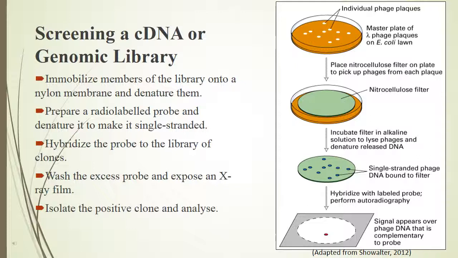First, immobilize members of the library onto a nylon membrane and denature them. Next, prepare a radiolabeled probe and denature it to make it single-stranded. After that, hybridize the probe to the library of clones, wash the excess probe and expose to X-ray film. Last, isolate the positive clone and analyze.